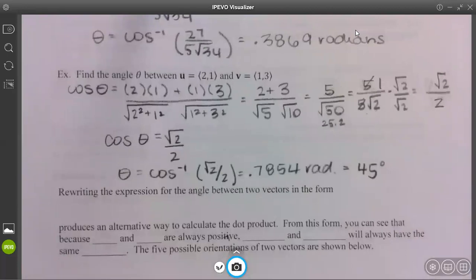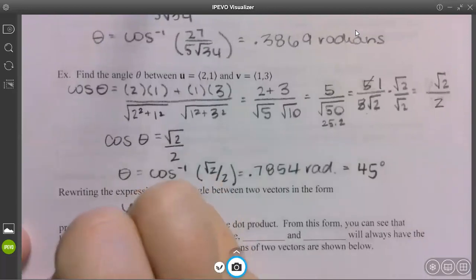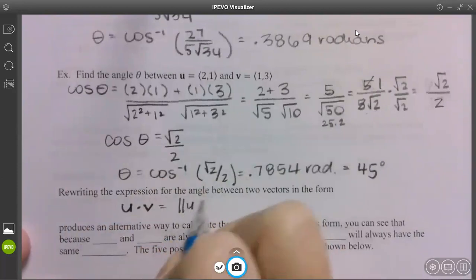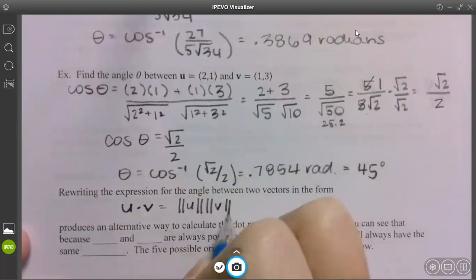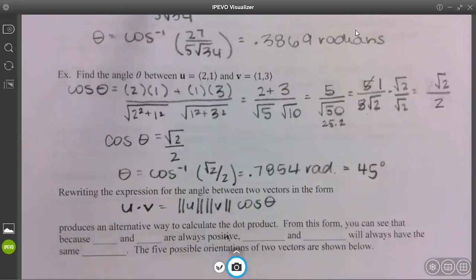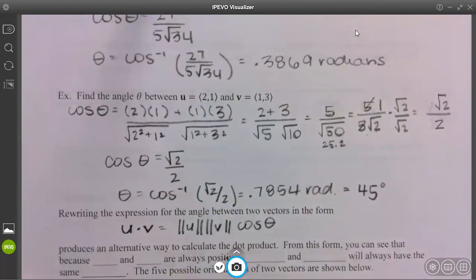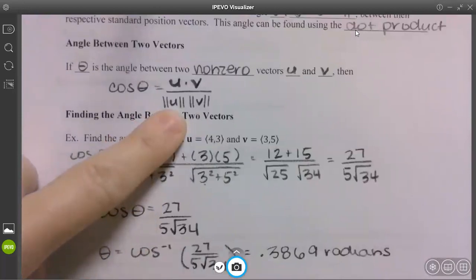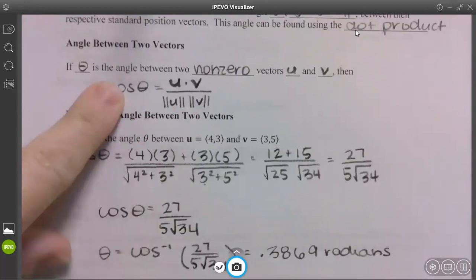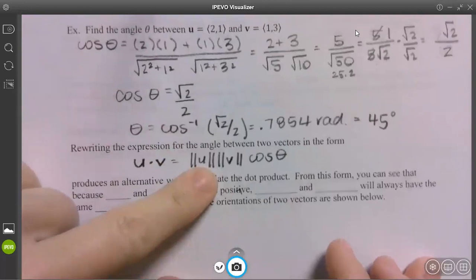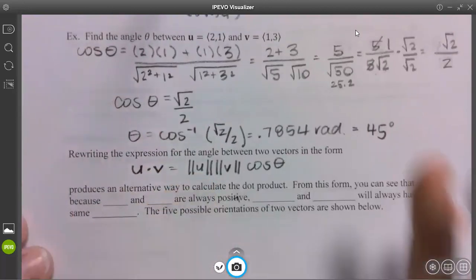Rewriting the expression for the angle between two vectors in the form u times v equals the magnitude of u times the magnitude of v cosine theta. So I'm going to explain this real fast and give you a minute to copy it down. All they did was take this formula from up here and get rid of this denominator. So how do we get rid of the denominator? We multiply cosine theta by the magnitude of u, magnitude of v, and that's what they did right here. Okay. It produces an alternate way to calculate the dot product.